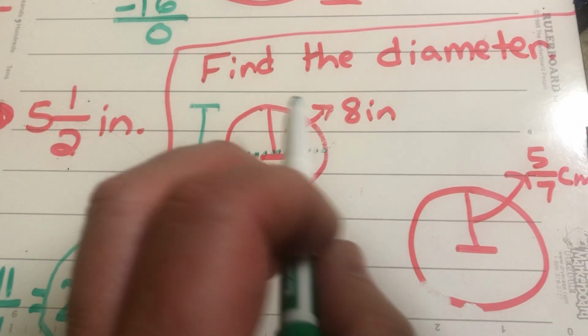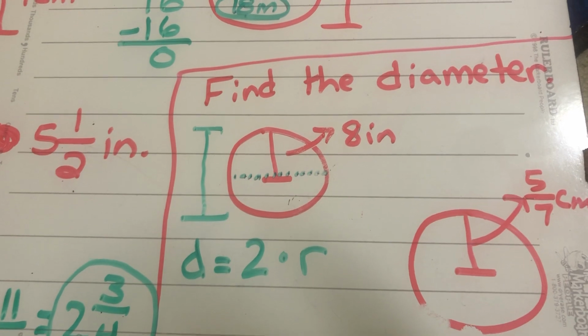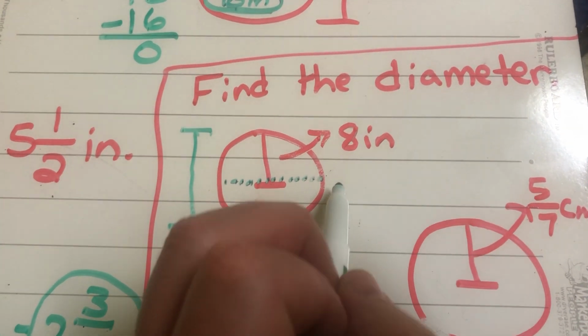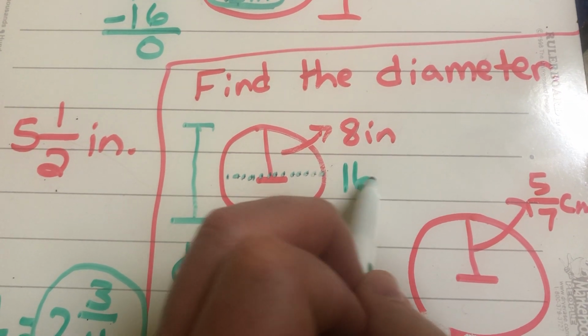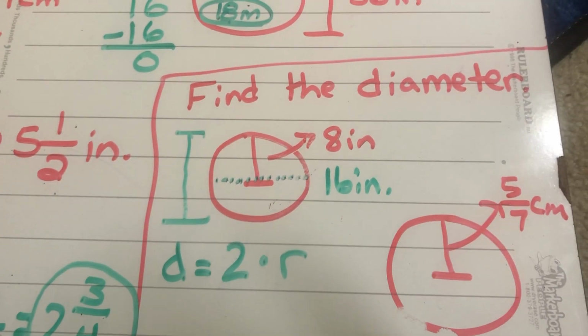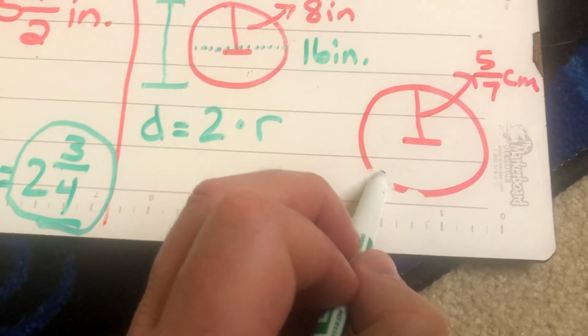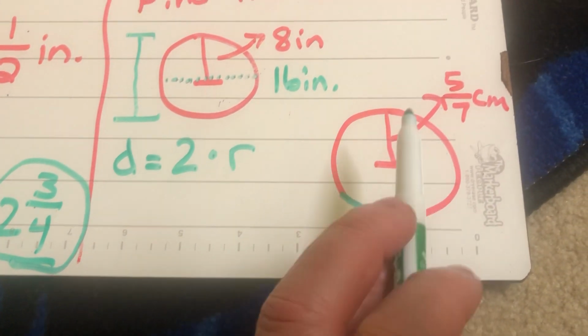Well, I know the radius in this first example is 8. So I'm going to do 8 times 2. Well, 8 times 2 is 16. So I know that the diameter is 16 inches. Well, this last one here, let me go ahead and finish off the circle.